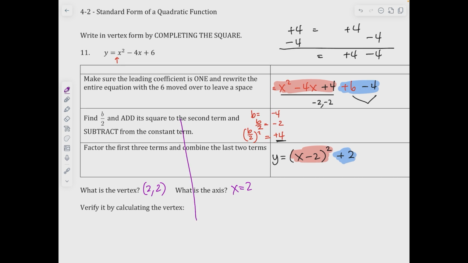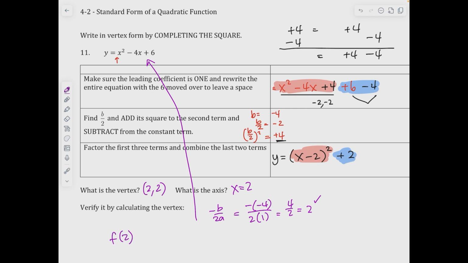So, calculating the vertex means using the standard form. I'm going to start off with negative b over 2a. So that would be negative 4 over 2 times 1. So that's 4 over 2, which is 2. So that first part, that's good.